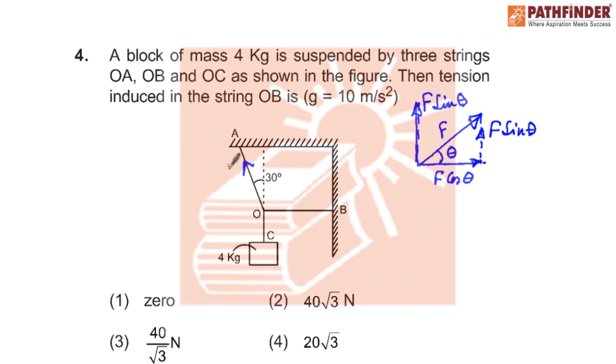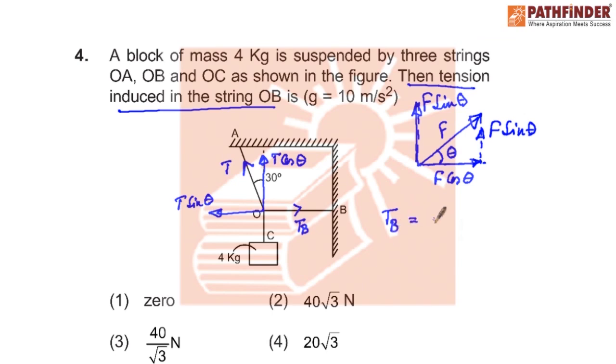So you see, if I take this as tension T, then this will be T cos theta and this will be T sin theta. Now if I call this TB, the tension induced in the string OB, which I am asked to calculate, is very clearly T sin 30, because the angle involved here is 30 degrees. And from another equation along the vertical, you can see that T cos 30 is equal to 4g.